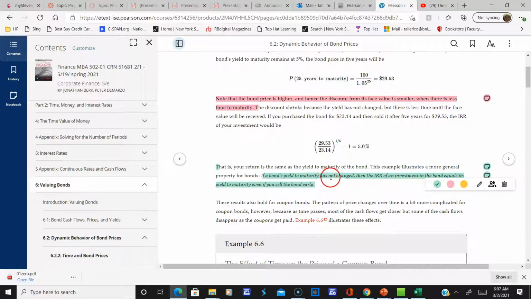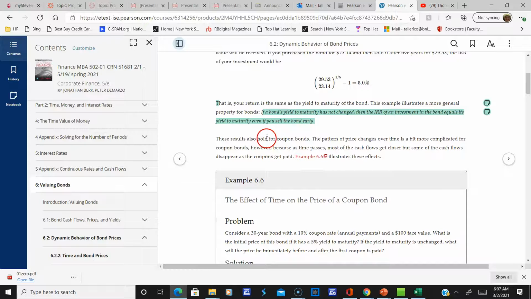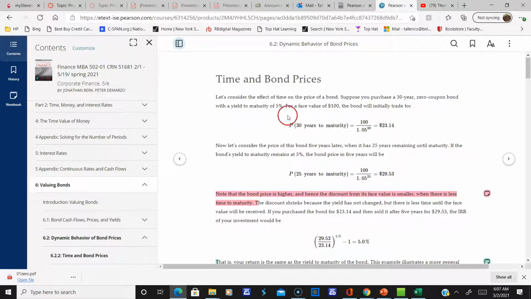If the yield hasn't changed, your internal rate of return will equal its yield to maturity, even if you sell the bond early. Okay, so it just goes to show you that as time runs on, your yield to maturity stays the same. All right, so they were showing you that here in this case.